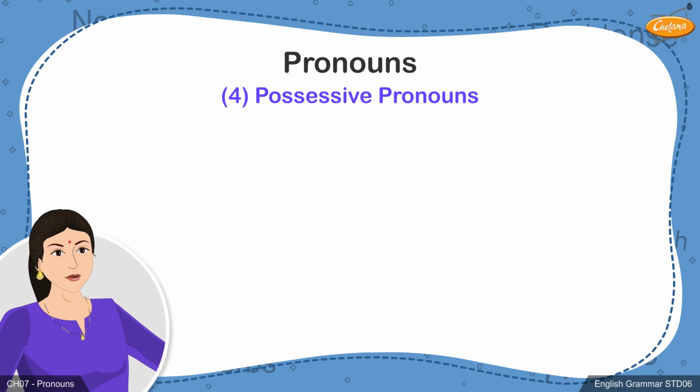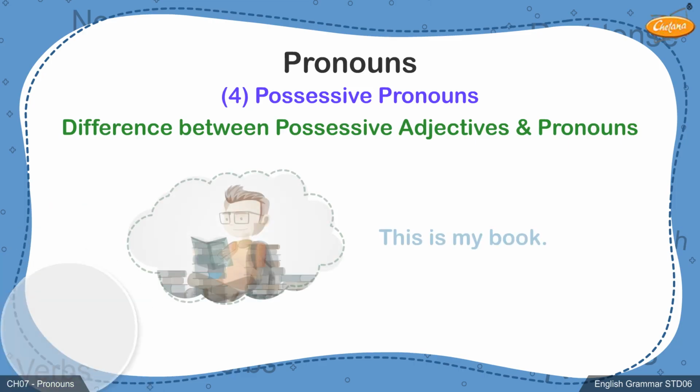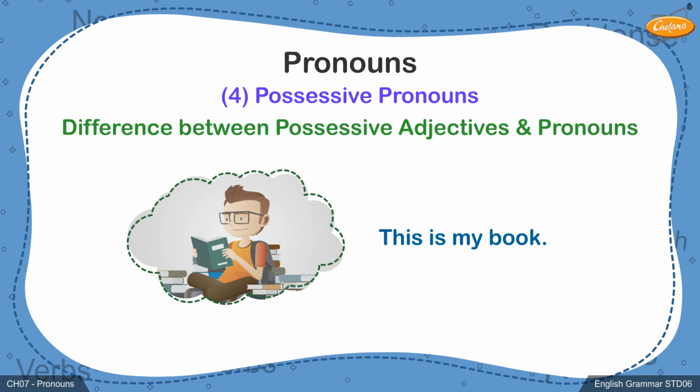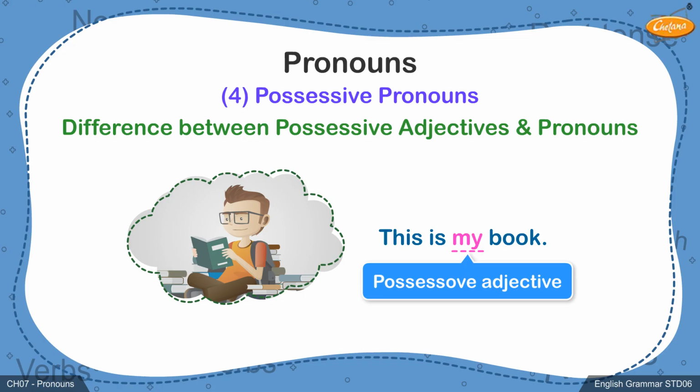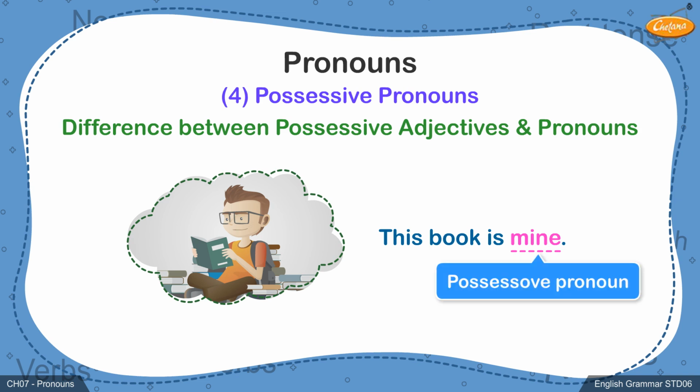Again, we must know how to differentiate between possessive adjectives and pronouns. Let's consider an example. This is my book. Here the word my is treated as an adjective because it tells more about whose book it is. However, in the sentence, this book is mine, the word mine itself stands for a noun, the person who owns the book. Thus the word mine becomes a possessive pronoun.